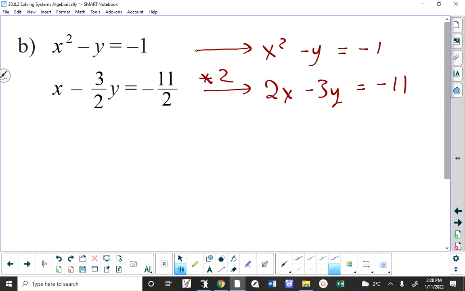Now, let's rewrite them again so we space things out so things are lined up. Right now, I've got x squared lined up with x. Well, that's no good. So there's a number of ways to do this. I'm going to write x squared minus y equals -1. And here I can write 2x minus 3y equals -11. So I made a column for x's and a column for x squareds.